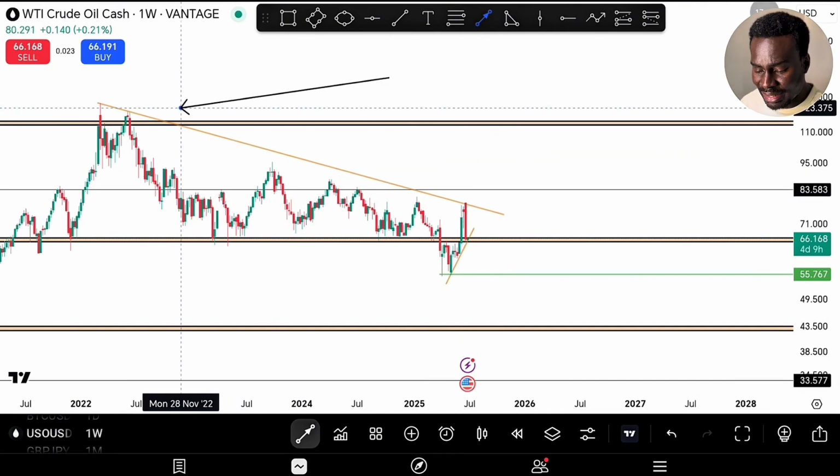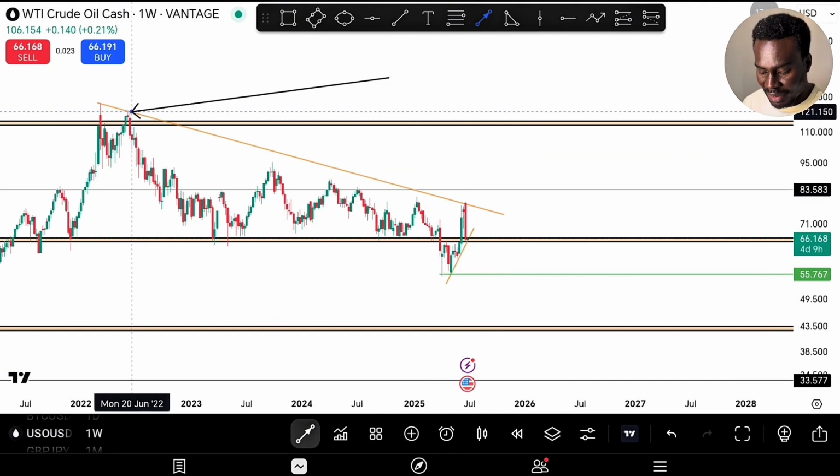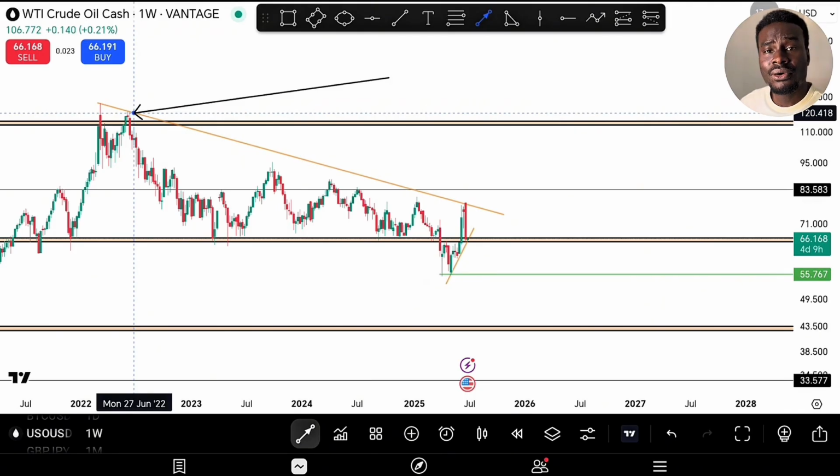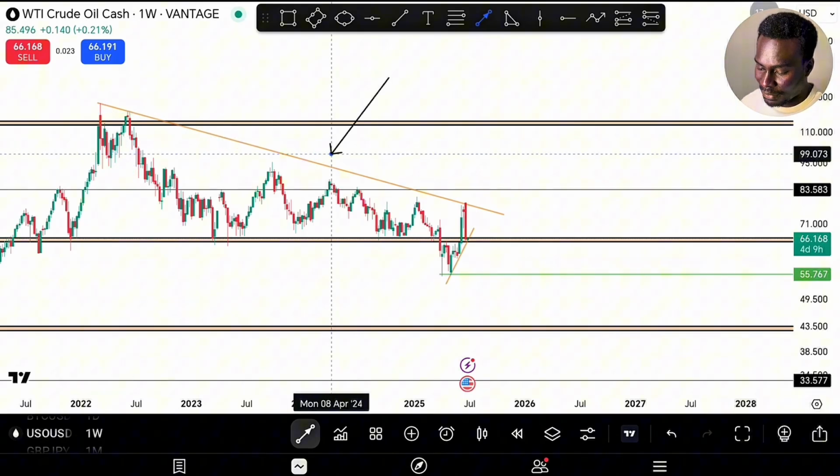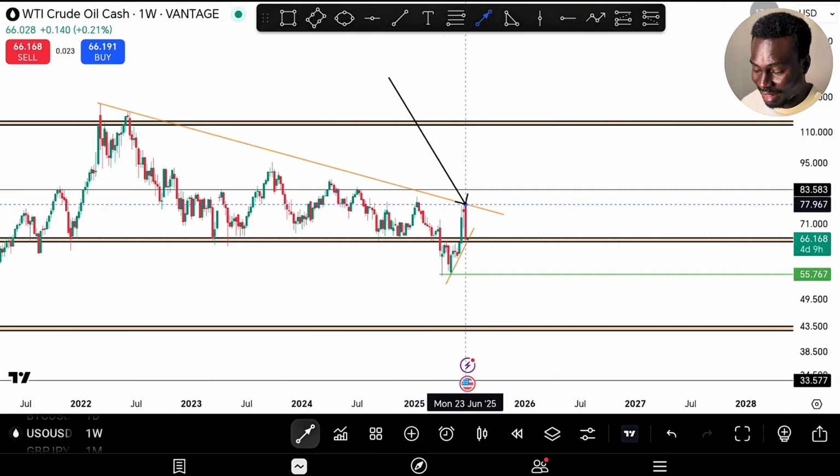This was a trend line that the first 2 points was drawn far back in 2022. That's over 3 years ago. Now the price of oil has come back and respected a level based on a trend line that was drawn 2 years ago. Actually 3 years ago. So this is insane, guys. This is to show you why you should use your tools properly.